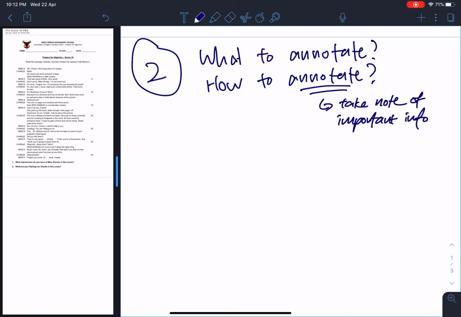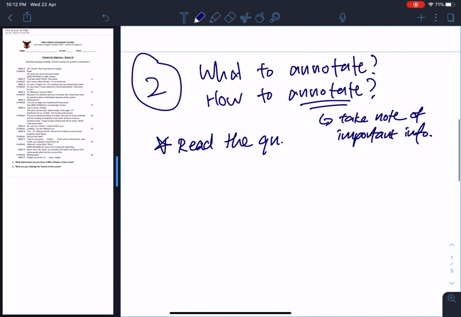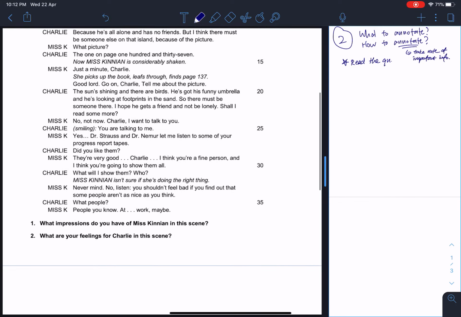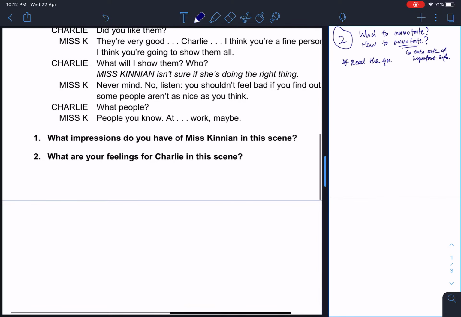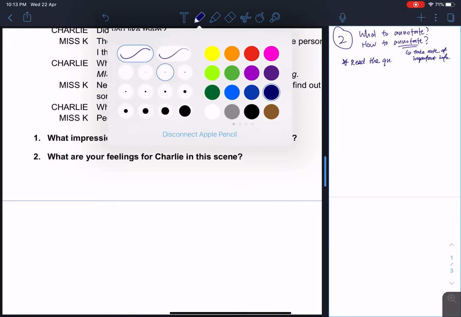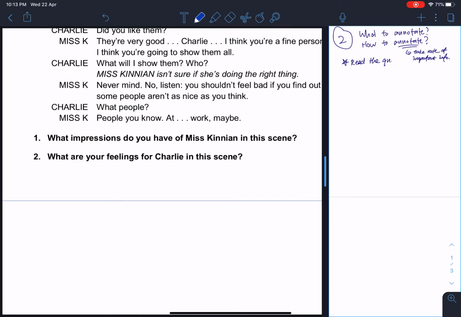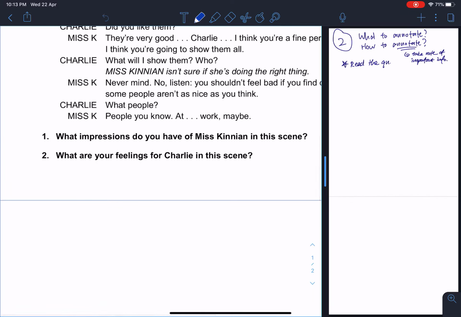Before we can annotate, we must always read the question first. When I read the question, I will know what to do. So let's turn our attention to the question. The question is at the bottom of the page. It says, what impressions do you have of Miss Kenyon in the scene, and what are your feelings for Charlie in this scene? So what I would do as a good student is to highlight what I think are the keywords. Here I'm being asked for impressions, right? When I'm talking about impressions, I'm talking about characteristics, I'm talking about traits.